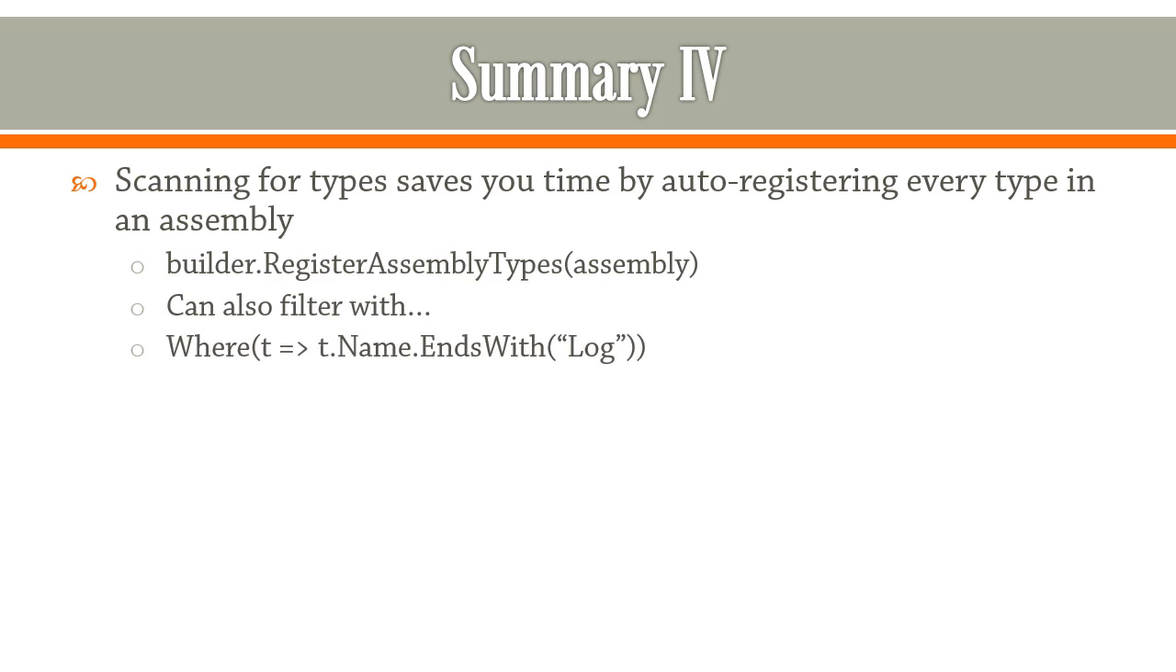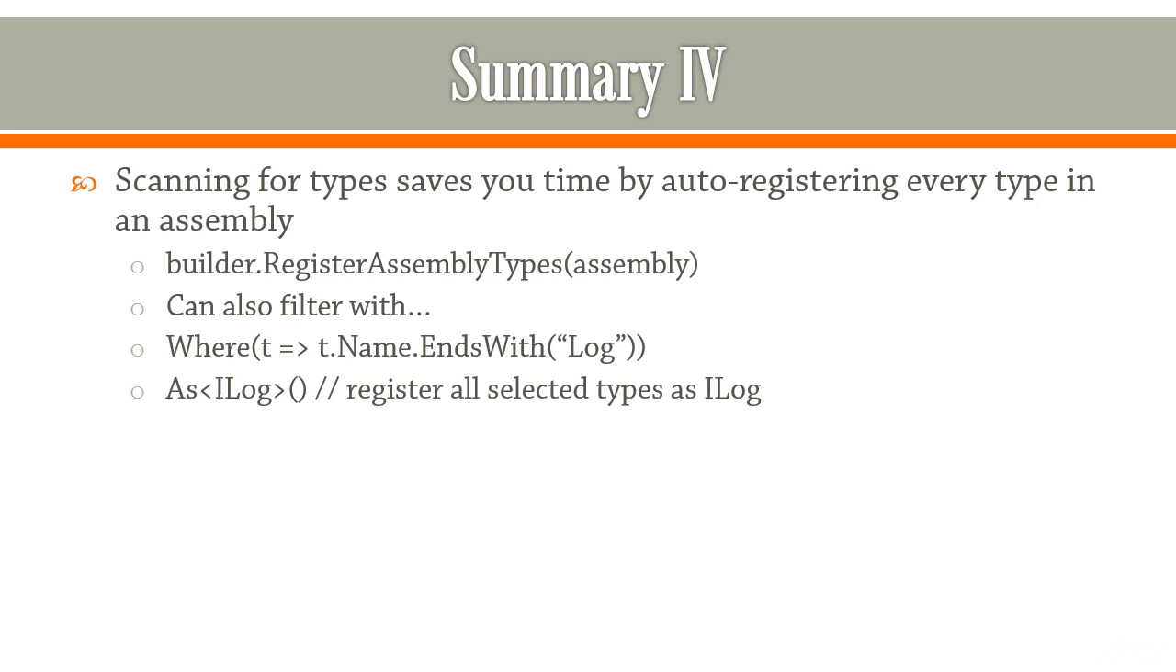So for example, you can specify a where clause where you only register the types where the type name ends with Log. And the t here, the lambda argument, is a System.Type, so it's just an ordinary type that you can introspect using the reflection API. Nothing particularly magical about any of this.